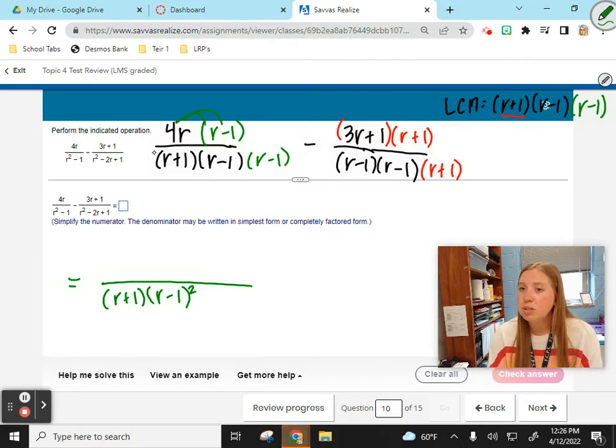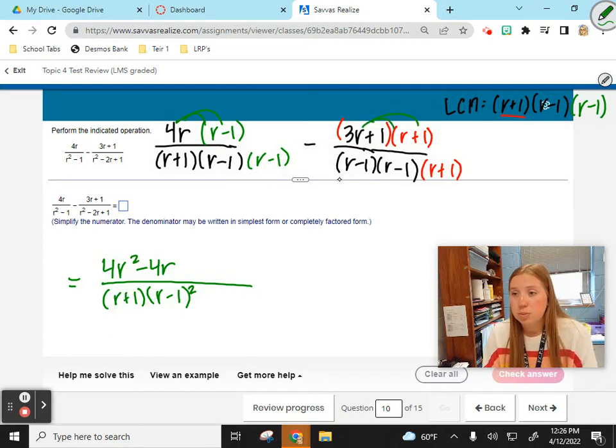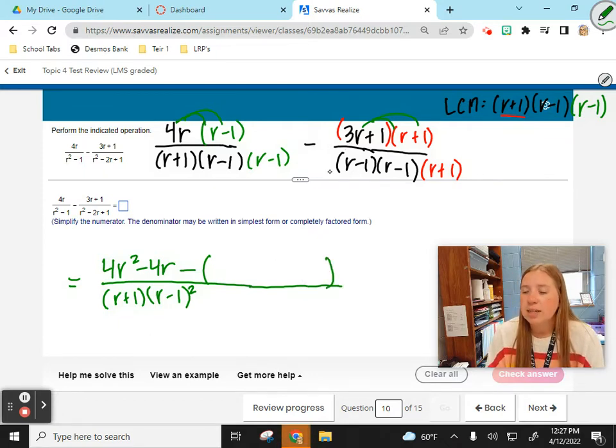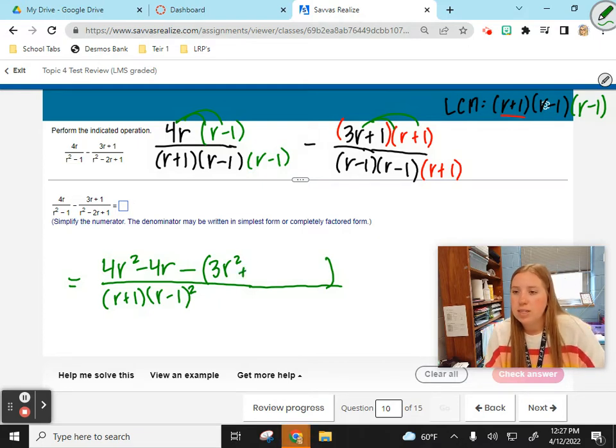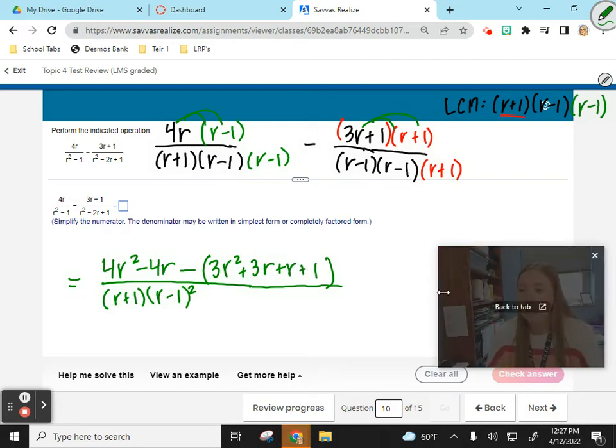I'm going to distribute my 4r. So this is going to be 4r squared minus 4r. And then I'm going to have to double distribute here, but I'm subtracting the whole quantity, so I'm still going to put it in parentheses. 3r times r is 3r squared. 3r times 1 is plus 3r. 1 times r is plus r. 1 times 1 is 1.